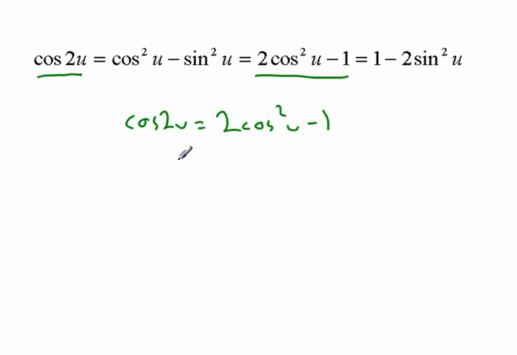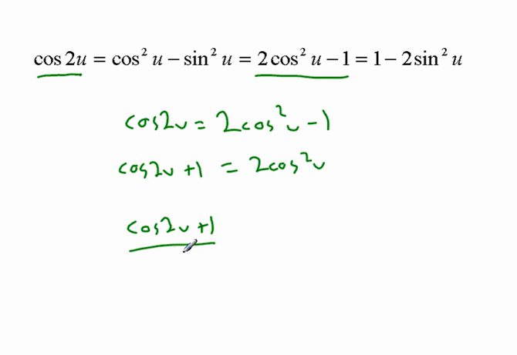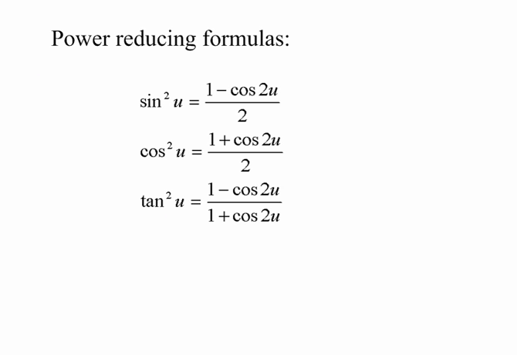And if I add 1 to both sides here, and then divide both sides by 2, I get cosine of 2u plus 1, all over 2, equals cosine squared of u. Now this is what's called a power reducing formula. And if I had set up my original equation using one of these others, I could have done the same for sine squared or even tangent squared. But it's called a power reducing formula. And here are all the power reducing formulas.